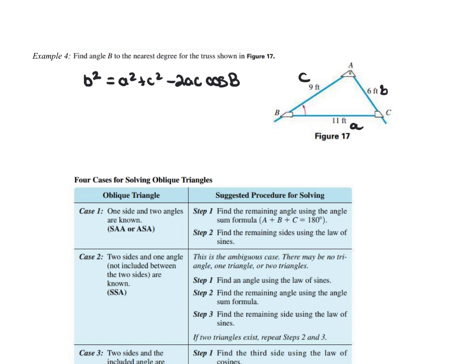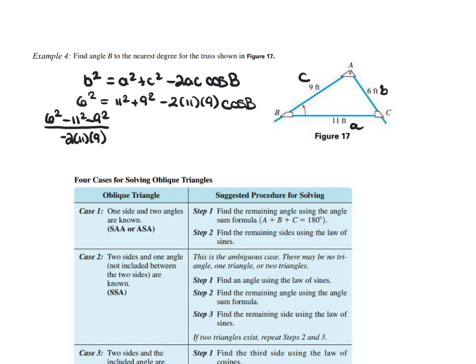So I'm going to get 6 squared equals 11 squared plus 9 squared minus 2 times 11 times 9 cosine of big B. This is what I was talking about earlier. I don't have the other version memorized. I'm just going to go ahead and solve. So I'm going to have 6 squared minus 11 squared minus 9 squared divided by negative 2 times 11 times 9.